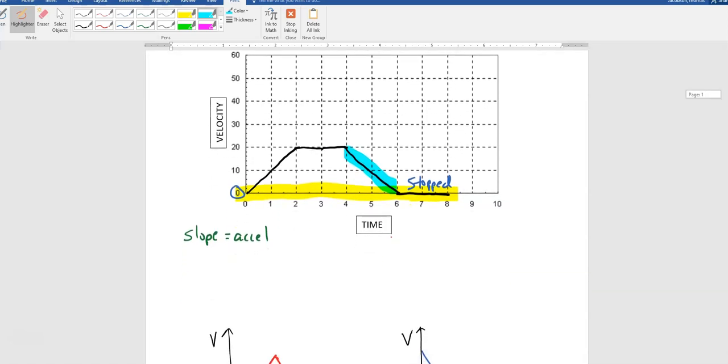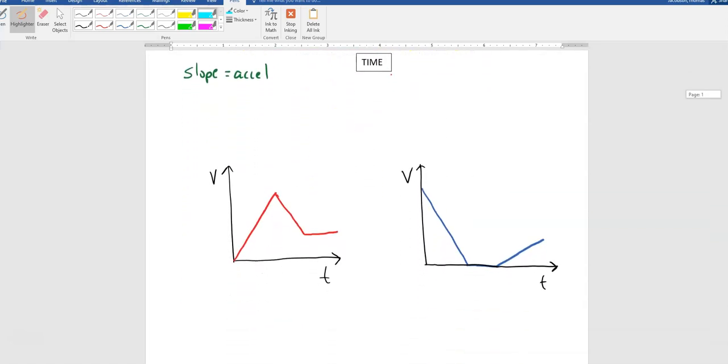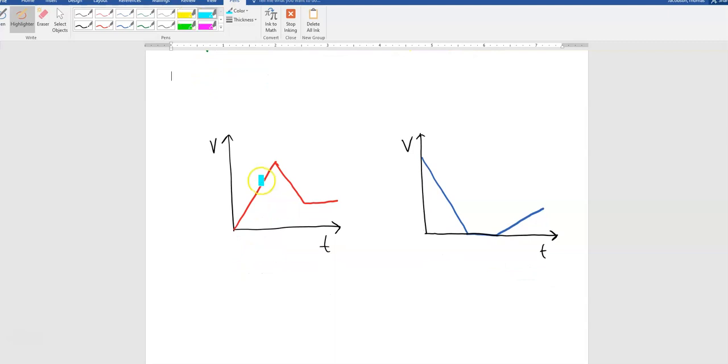Let's just do a couple quick examples, and then you guys can go to your homework sheet. This first example on the left here would be an object that speeds up, then slows down, and then slows down to a constant speed. So it's got some speed, whatever it is. I could make it up, maybe it's 10 miles an hour. So it's speeding up, it's slowing down, then a constant speed.